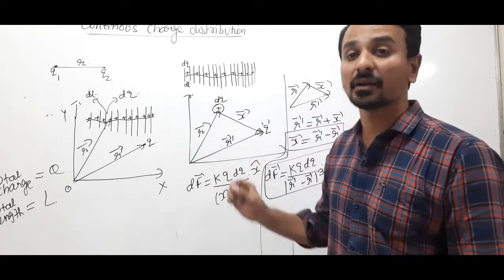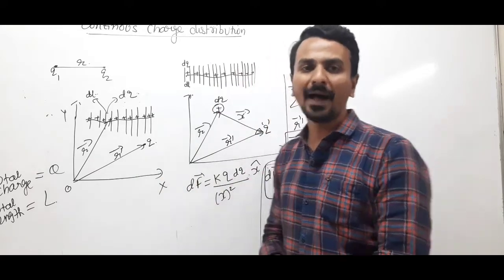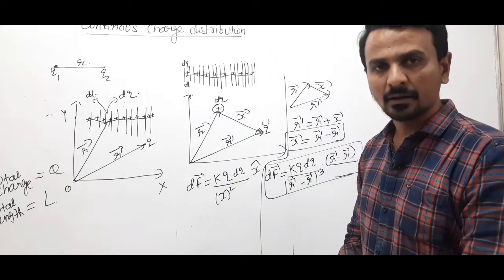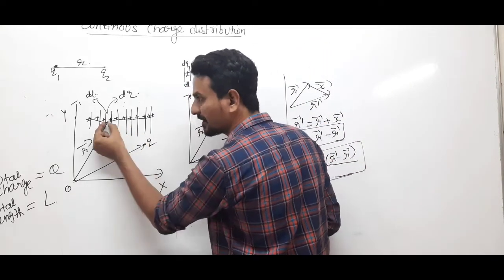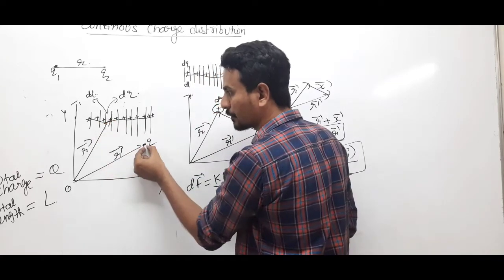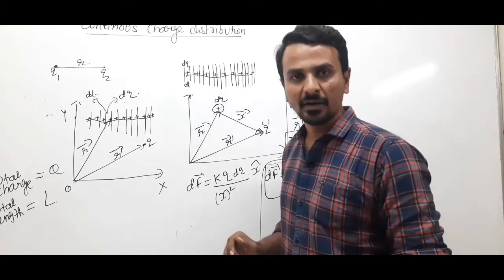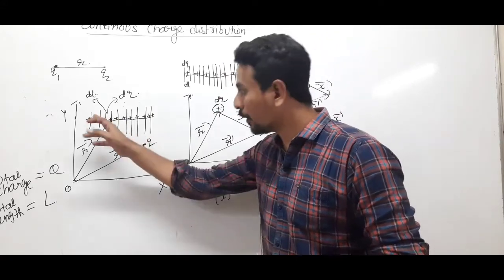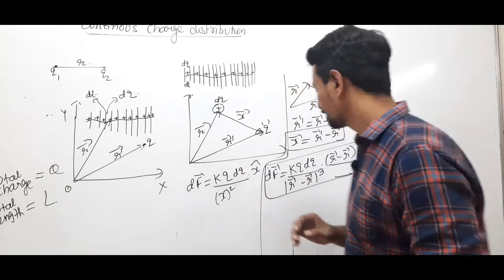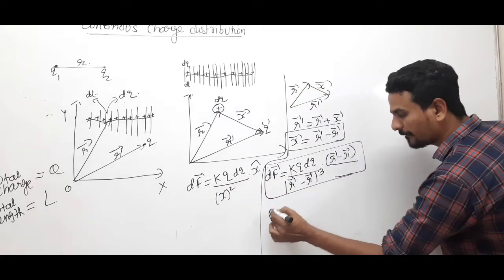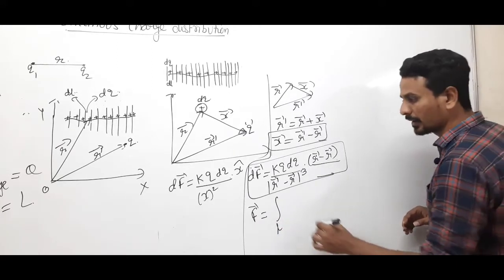But we need to calculate the total force acting on this charge q because of all the charges lying on a wire of length L. Clear? So this is the force on charge q because of this dq. Similarly, this dq will exert a force on q. So total force will be obtained by integration. Integrate all the forces because of all the charges dq lying on the length L. So total force F will be obtained by integration, line integration.